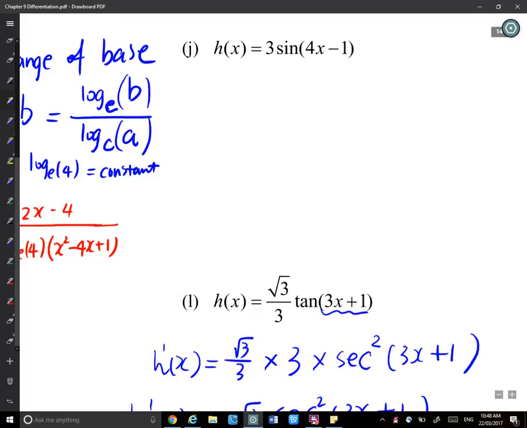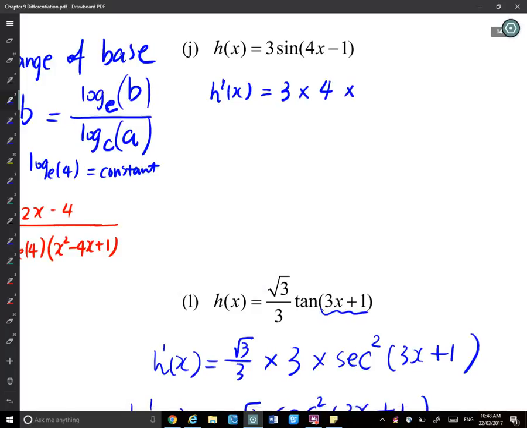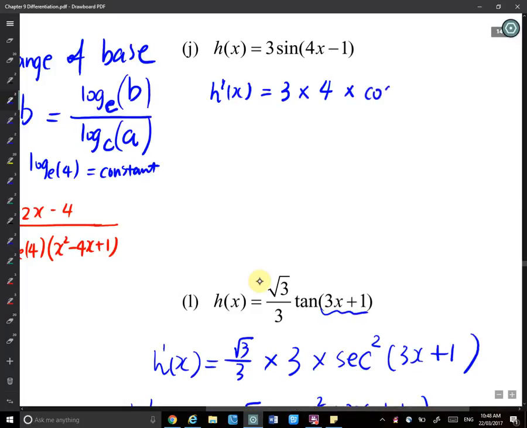J is quite simple. I want to derive hx, so you have h dash x. You still have the constant there times 3. Derive the thing inside, so you have 4. What sign will change to? Cos, a positive cos. And then you still have whatever you have inside here. So h dash x equals to 12 cos 4x minus 1.